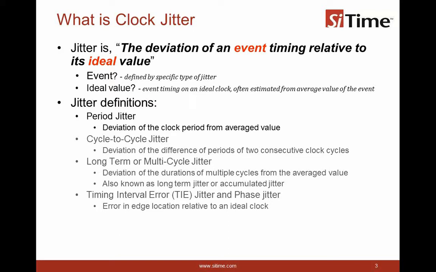There are many jitter definitions. The most important ones are the ones listed here. Period jitter, which is deviation of a clock period or a single cycle interval from the average value. That is the one that we're focusing on today. There are also other types of jitter often used: cycle to cycle, long-term jitter, which is jitter over a large number of cycles, and time interval jitter or phase jitter, which is typically used in serial interface jitter budget estimation.